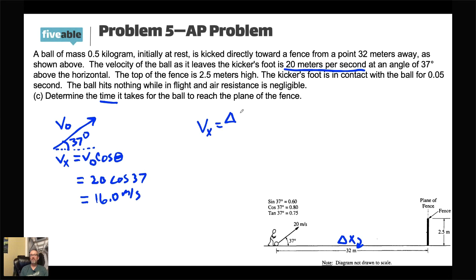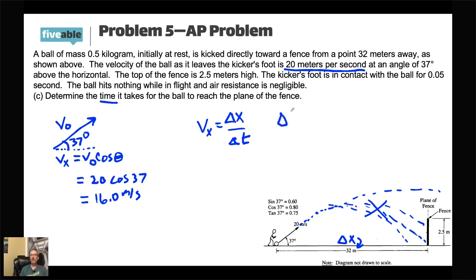Okay, so that's just delta x over delta t. They want to know what is the total time to get from here over to here. That doesn't mean that the ball's doing this. It just means that the ball is traveling. It might go over the fence. It might run into the fence. It might land short. We just don't know yet. That's one of the things that we're going to have to figure out. But we do need the total time to get to the fence.